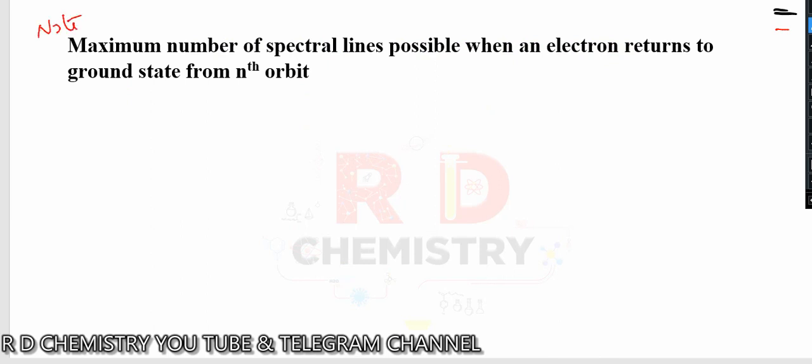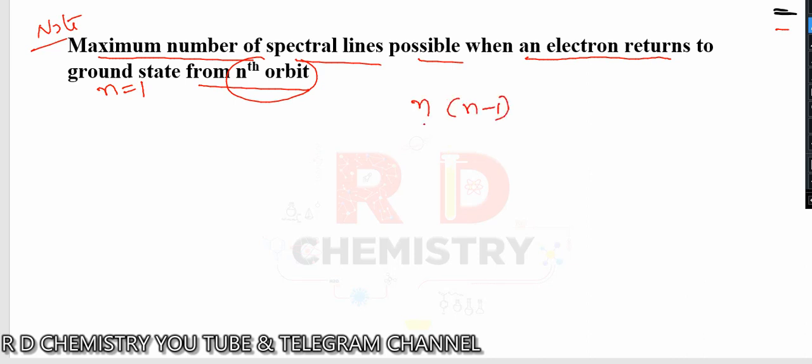Remember as a note, the maximum number of spectral lines possible when an electron returns to the ground state from the higher level nth orbit to the ground state, n is equal to 1. The formula is n into n minus 1 divided by 2. Okay.